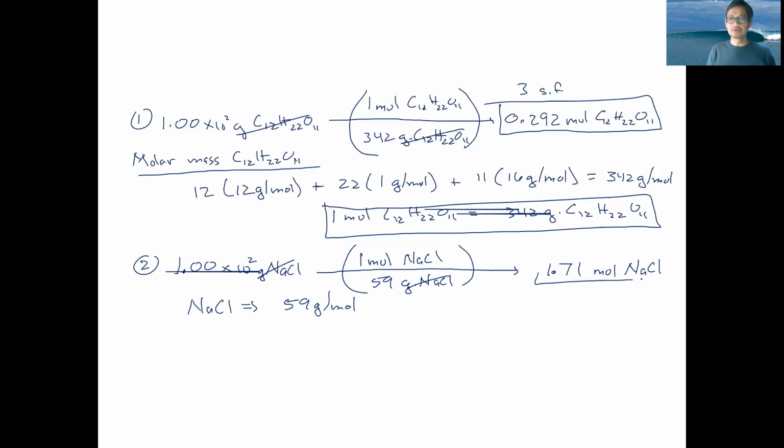So we get our answer as 1.71 moles of sodium chloride. Again, 3 sig figs here because we have 3 sig figs here. So the key is making sure that you get this correct, and then you set it up correctly here. All right, let's take a look at the last one.